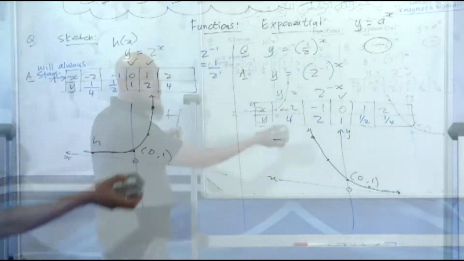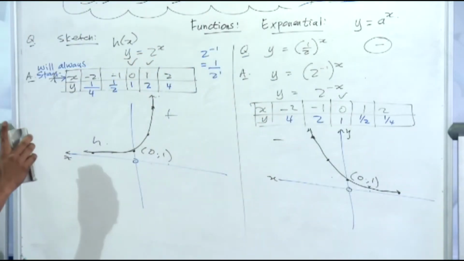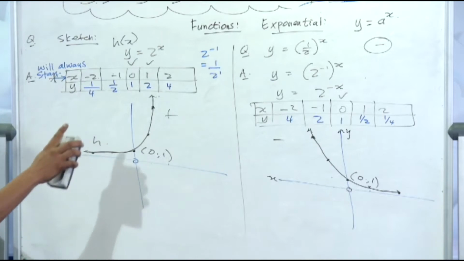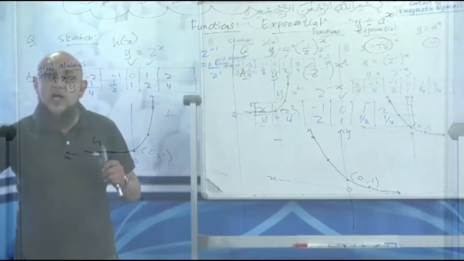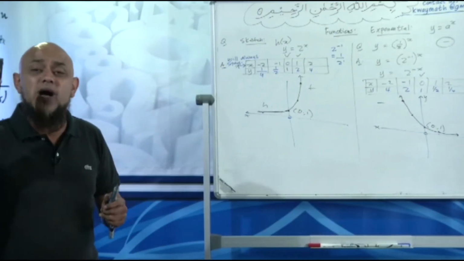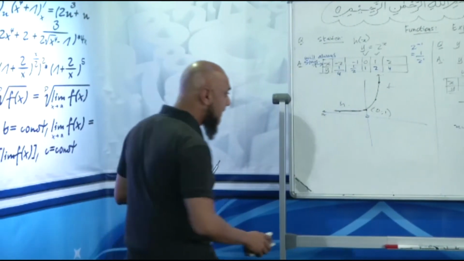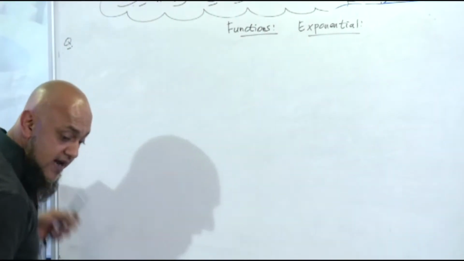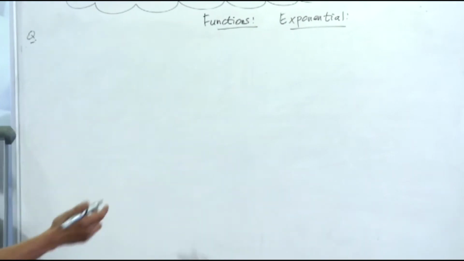Okay, we're now going to do the reverse. If the graph is given, how do you determine the equation? Grade 11s and 12s, you need to know this. This is what makes up your functions paper. Okay, let's go. Now you open up your Math Paper 1, you go to your functions.